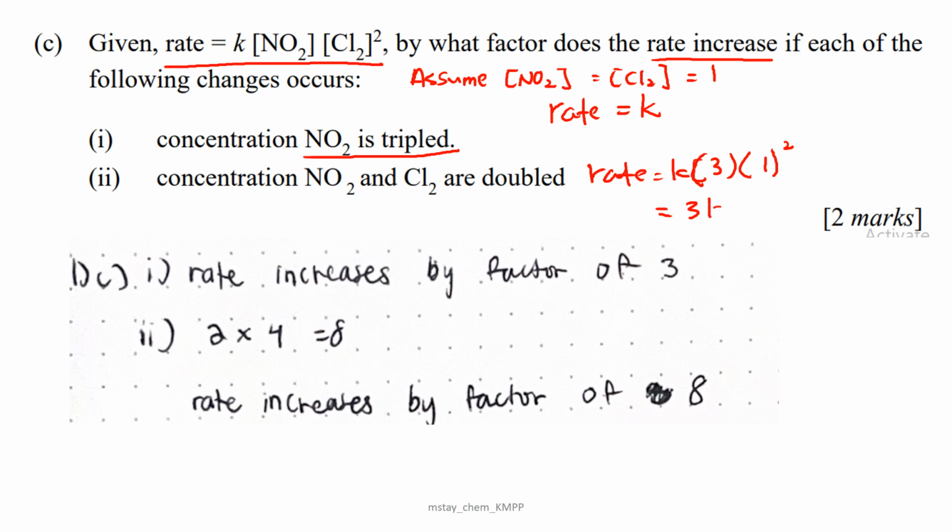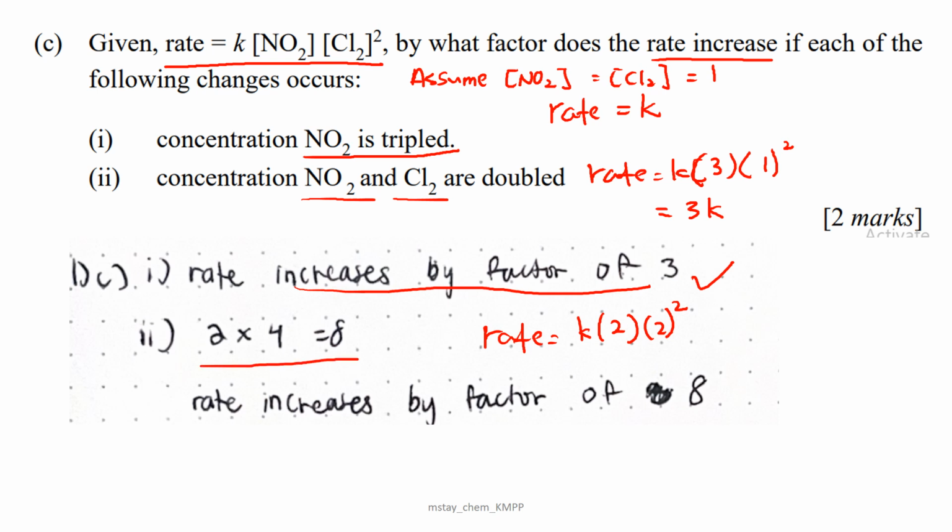So will 3K. So we know that the rate of reaction will increase by factor of 3, so this one you will get 1 mark. Next, the question asks for both concentration NO2 and Cl2 are double, so we can use rate equal to K times with the concentration NO2, which is the 2, Cl2 also 2 to the power of 2. So that is why your friends over here write 2 times 4 is equal to 8, so factor of 8, another 1 mark. So for this question, your friends get 2 over 2.